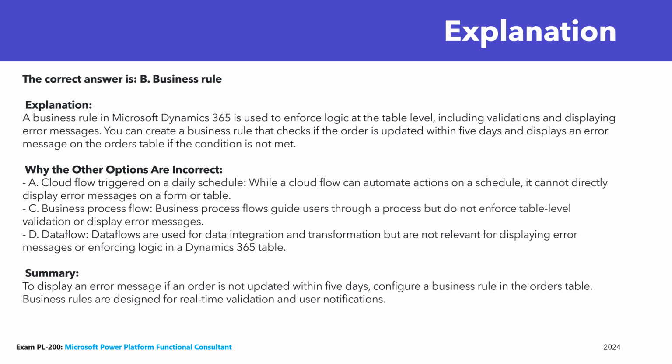Summary: to display an error message if an order is not updated within 5 days, configure a business rule in the orders table. Business rules are designed for real-time validation and user notifications.